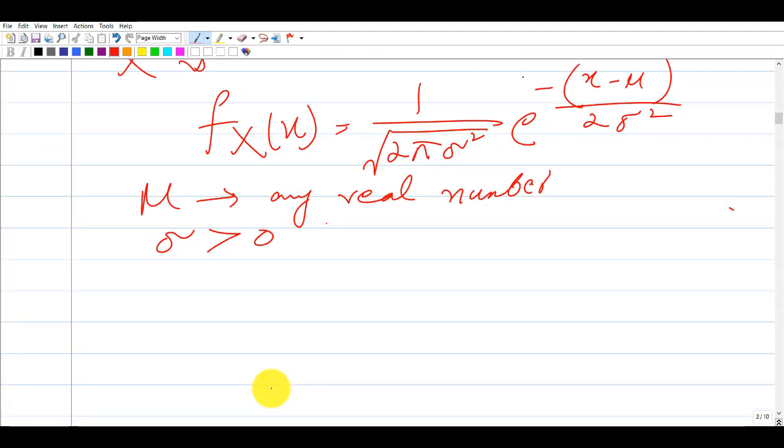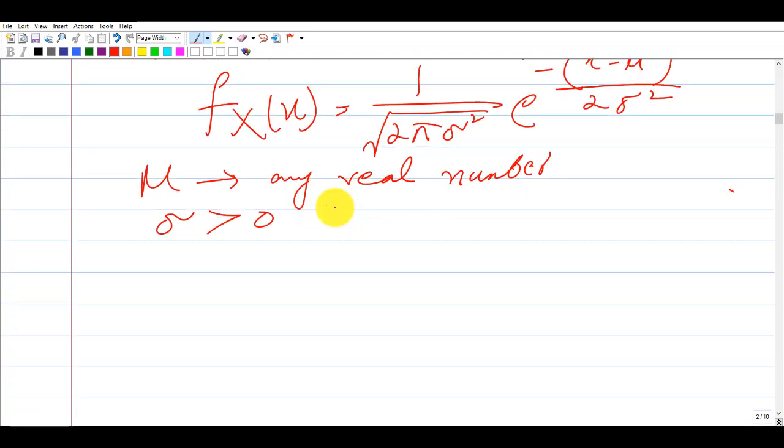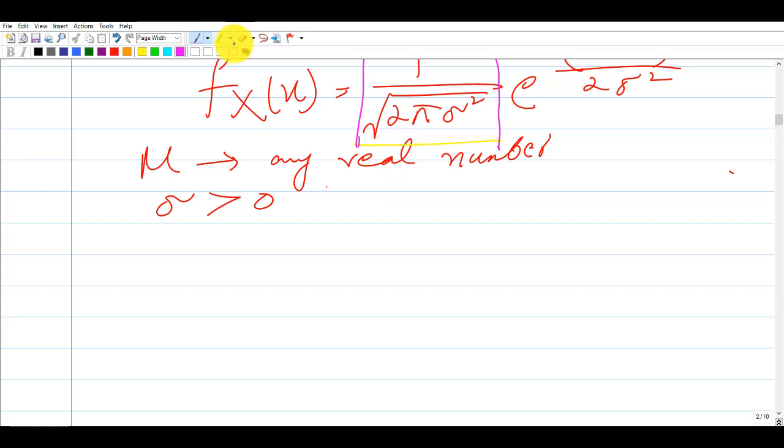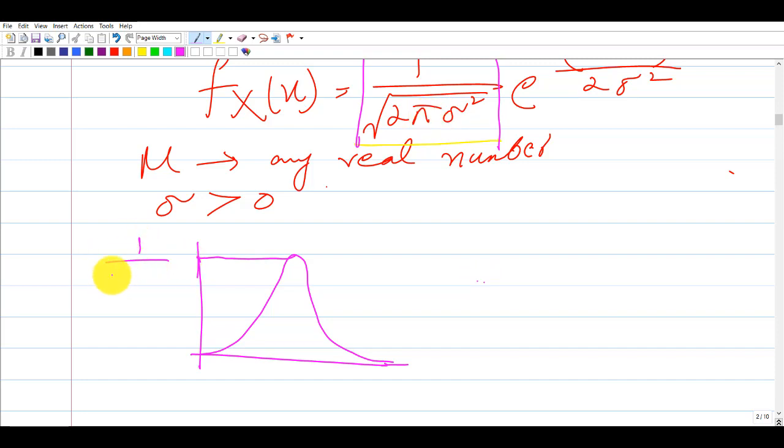So mu is the expected value, which gives us the central number, and sigma is the standard deviation, which gives us the spread of the data. As this function implies, this portion gives us the magnitude of this PDF, which means the height of the bell-shaped curve will be 1 over sigma square root of 2 pi.